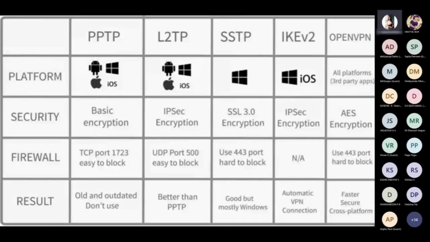Next is L2TP. It stands for Layer 2 Tunneling Protocol, and is also a better version of PPTP, which is also easy to set up and built into most operating systems. L2TP usually implements IPsec authentication. It is for encryption, which is more secure than PPTP, but it uses UDP port 500, which is easy to block. So overall, it's better than PPTP if you want to choose between PPTP and L2TP.